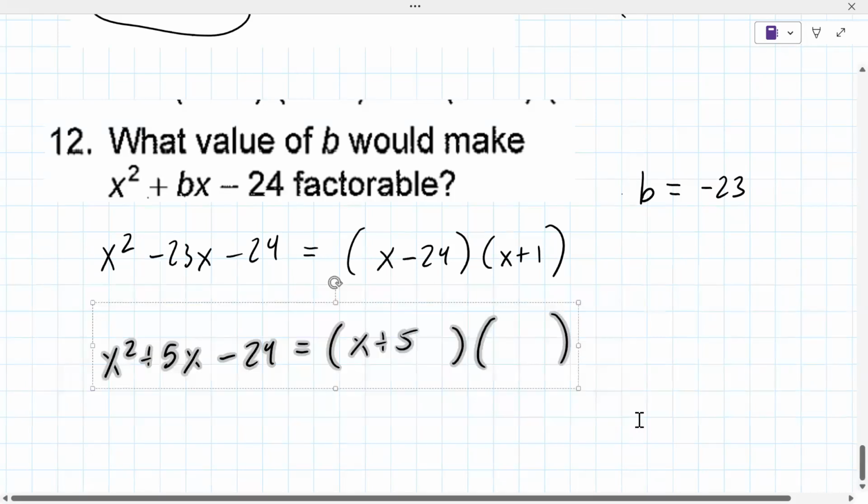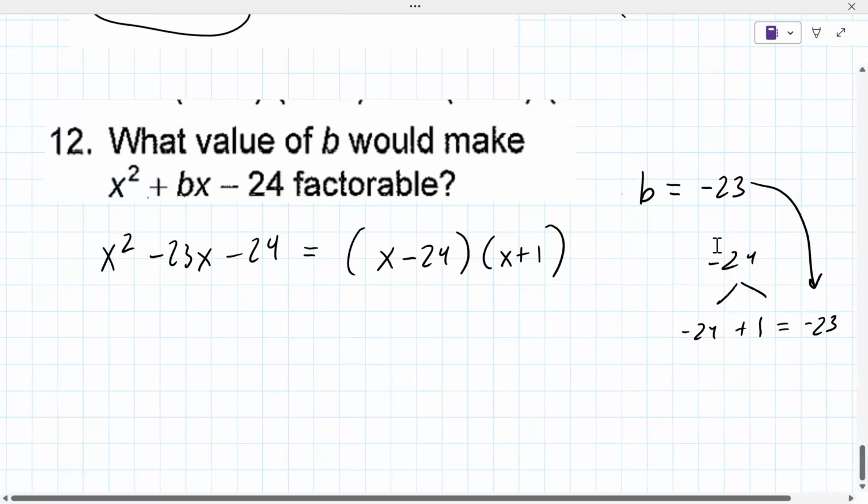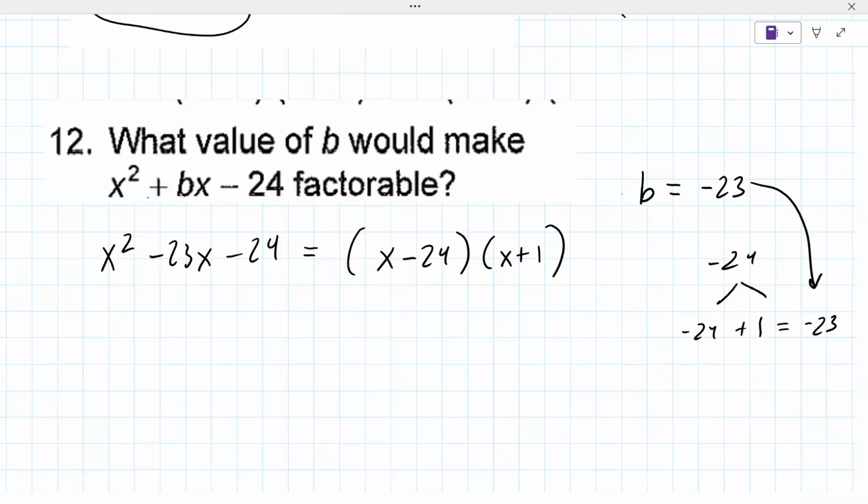Let me explain this problem here. The reason minus 23 worked is because minus 24 factors into minus 24 times plus 1, and when you add these together, you get minus 23. That's how you get to that B value. So you've got to find two numbers that multiply to negative 24, is what this one is really asking. Give that one more try, please.